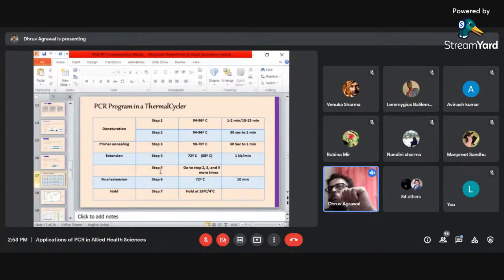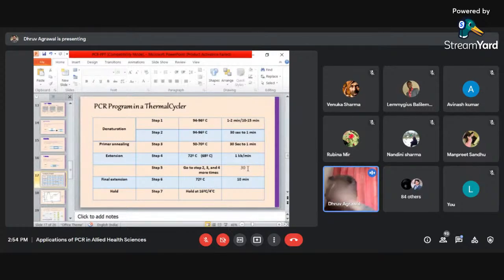After this, step 5 is the repetition. So we give a loop over here. We fix the loop in the thermocycler so that steps number 2, 3, and 4 are repeated multiple times, and we write over here how many times we want. Let us say we want to repeat it 30 times. So we will fix the number of cycles as 30.